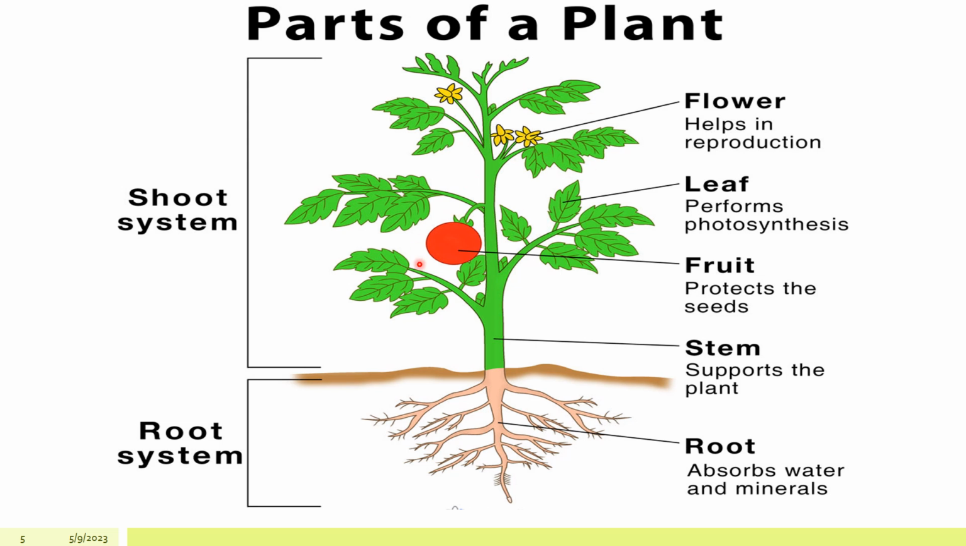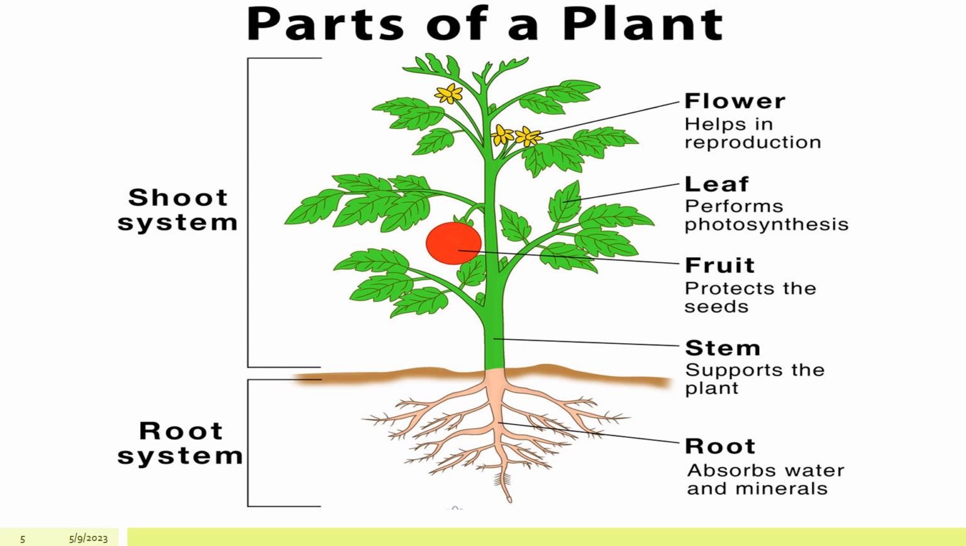It is just a general plant, okay? Fruit that protects the seeds. We always find the seeds of a plant inside the fruit, okay? Then we have leaf. Very important, सबको पता है leaf क्या करता है? It performs photosynthesis. Then another important part is flower. Flower helps in reproduction. Okay. Flower helps in pollination and reproduction. After pollination, the flower gets converted into fruit. Okay. So that was all about the parts of a plant.